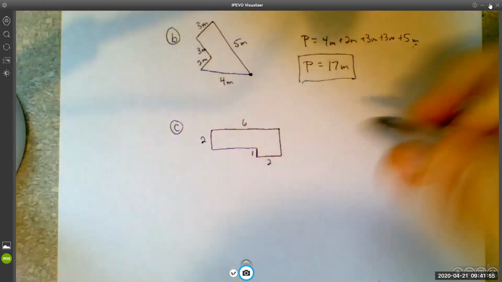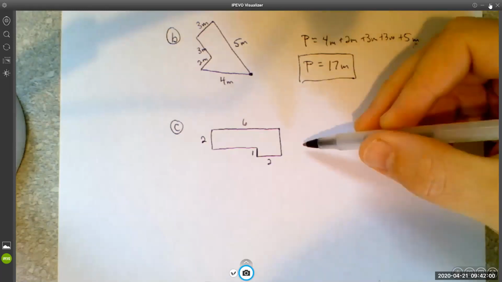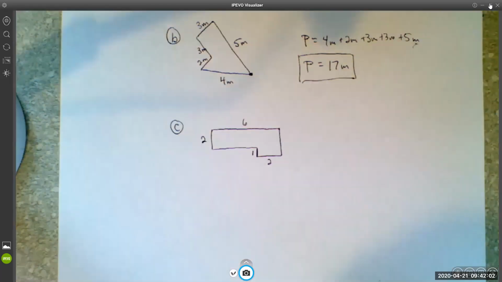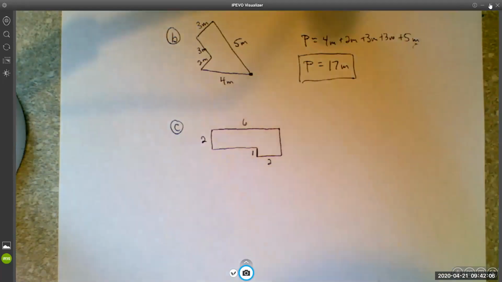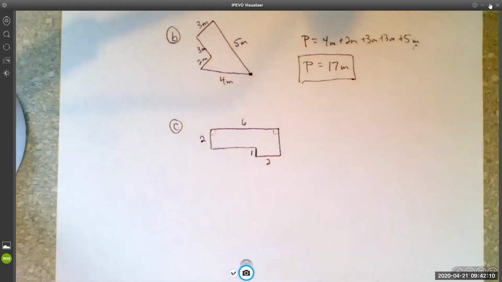Maybe I should specify that all of these angles here that I've drawn in are supposed to be 90-degree angles. I'm not going to put a little square in every corner, but they're supposed to be 90-degree angles, so just know that. Okay, I'll give you a second to see if you can work that out. Go ahead and give the video a pause.